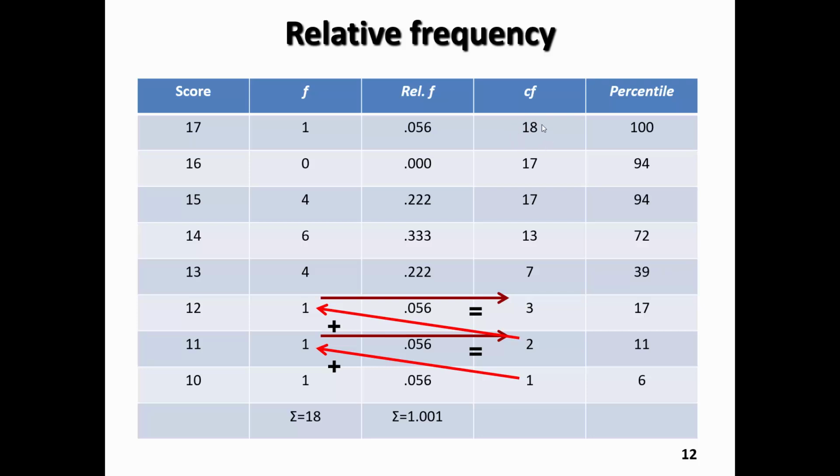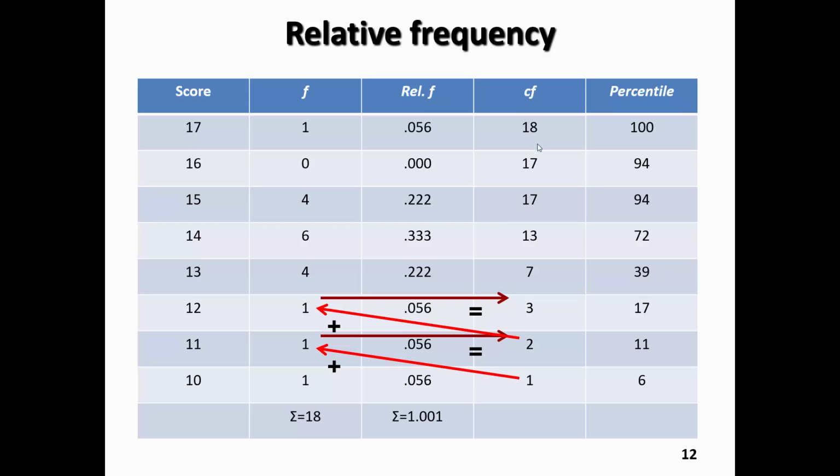And this number here at the top should match this number down here. So the 18 is our sample size, and so as we start to accumulate all the scores as we move up, we see here that we have our accumulated sample size.